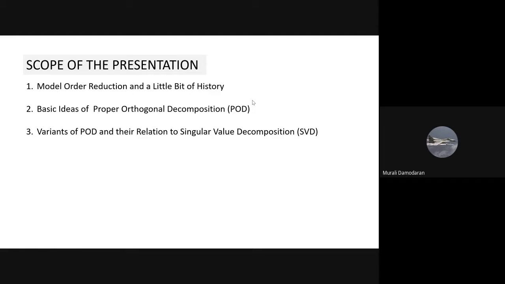Basically, this is widely used in fluid mechanics. And since our topic and theme is all about fluid dynamics, I believe this will be a useful topic to start. I will also talk a little bit about some variants of POD and their relation to singular value decomposition, which is called SVD. These are all concepts from linear algebra.